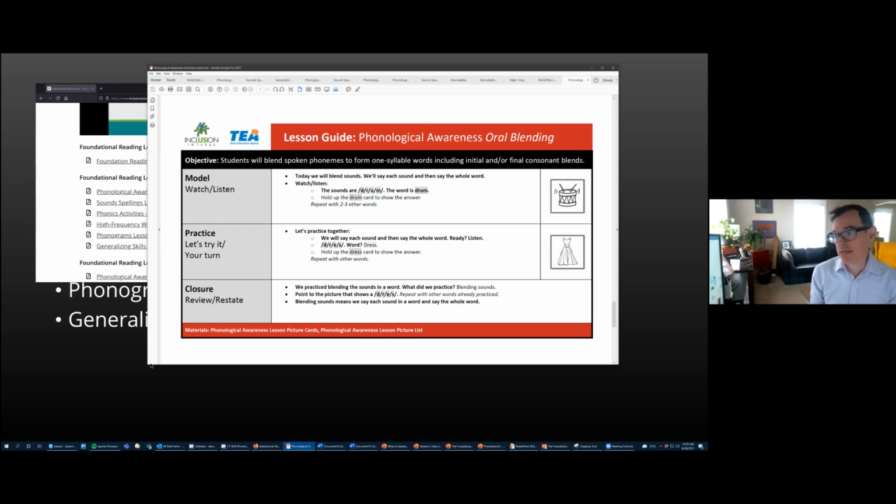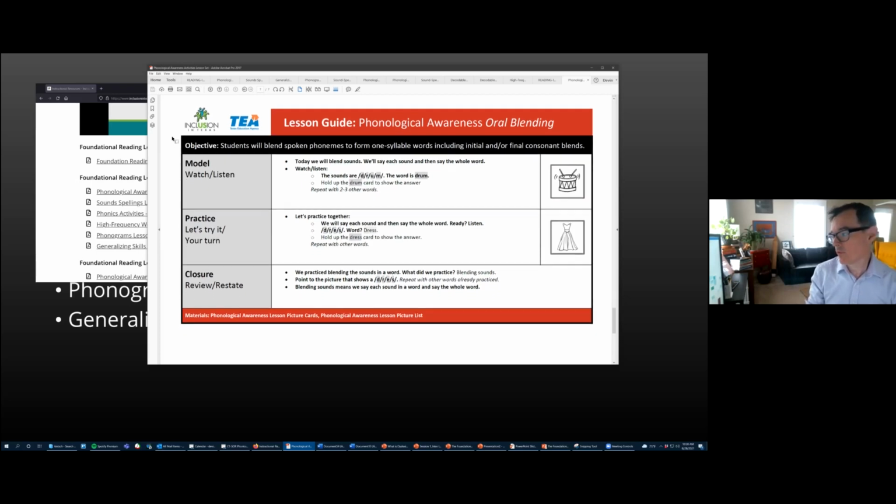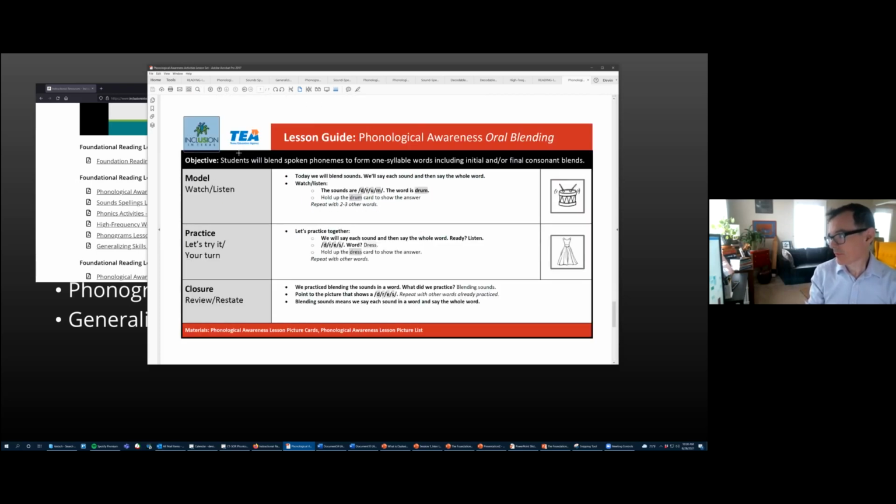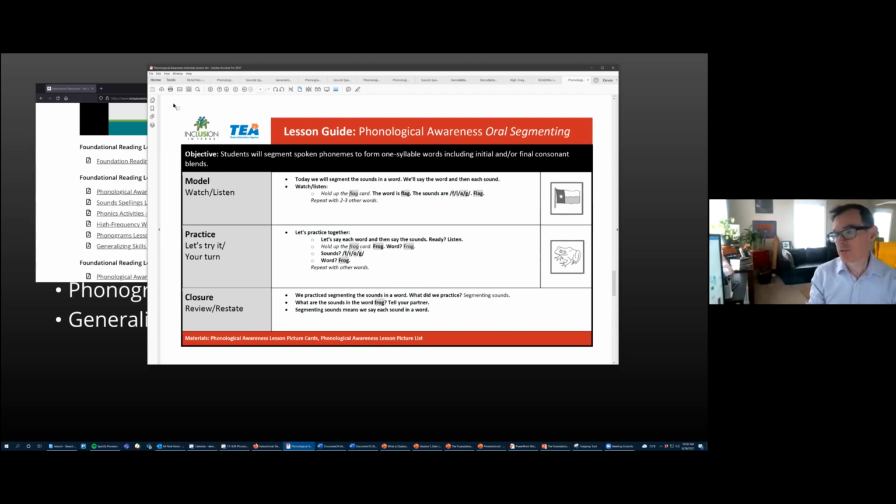So blending is saying sounds and putting them together. Segmenting is saying a word and breaking it apart into its sounds. So blending would be: the sounds are d, r, m. The word is drum, and I show the card for drum. And then I have the students say this: we will say each sound and then say the whole word. Listen, because I have a picture of the dress. So d, r, s, word, dress. And then you hold the dress card to show the answer again. And so they repeat that with other words. And the same thing for segmenting. We have a similar kind of routine. So these are the guides for how to do the phonological awareness activities.